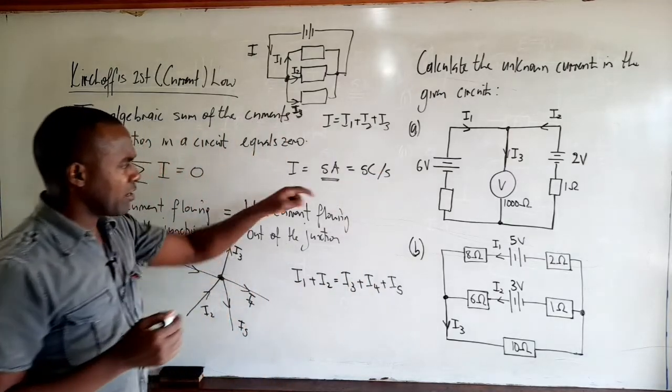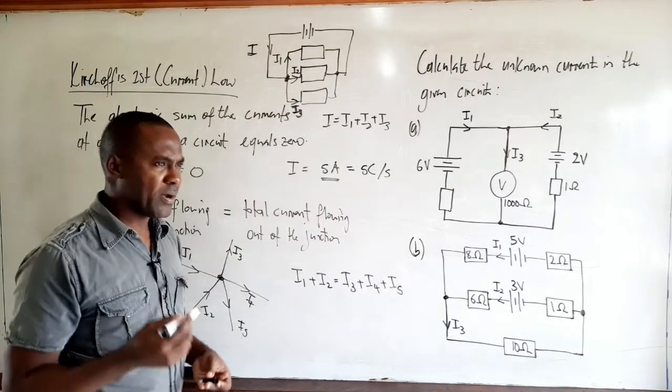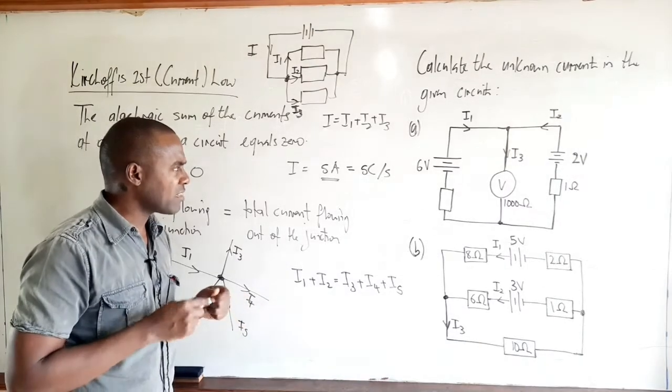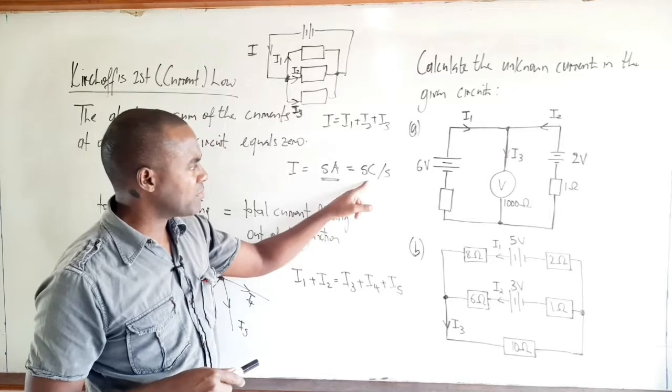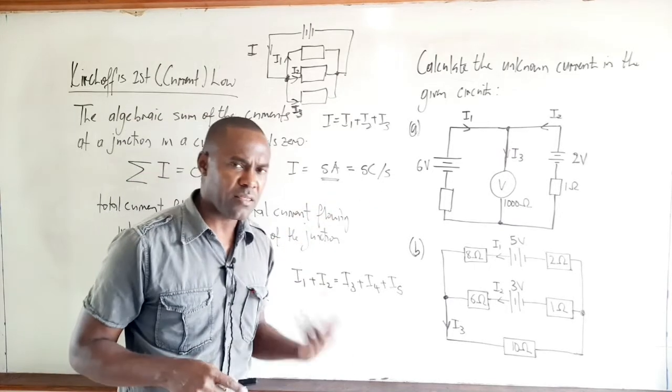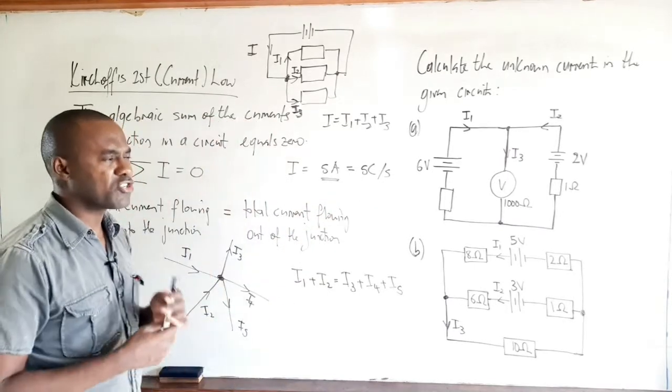So if we have a steady current of 5 amperes flowing past a given point in a conductor, it means that basically every second we have 5 coulombs of charge flowing past a given point in the conductor. Now let's think about a junction.